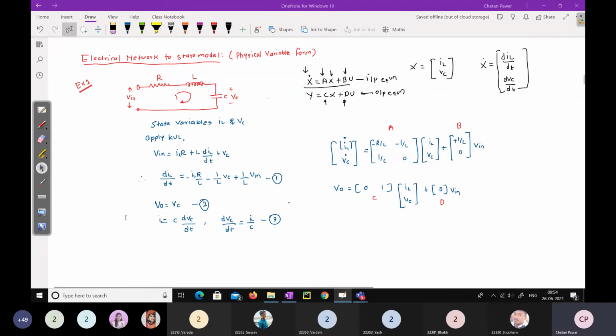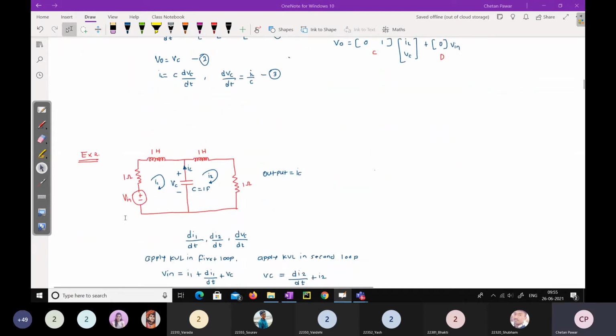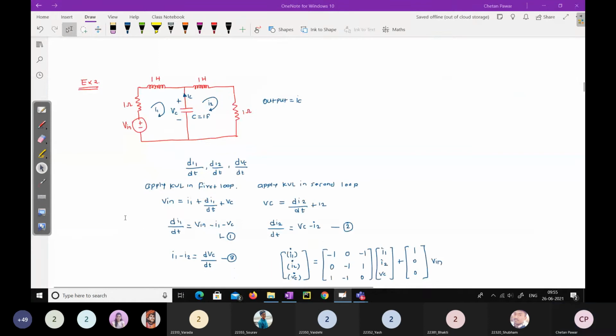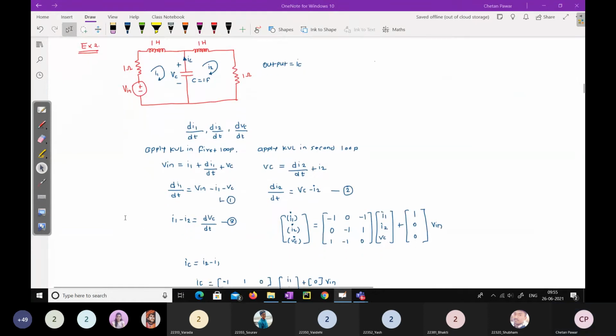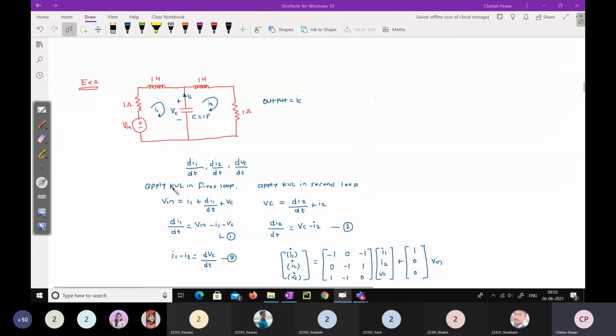Okay. So let us see example 2 here, to get more idea about this. In this particular RLC circuit, there are 3 energy storing elements: these 2 inductors and this particular capacitor. So how many state variables are there?